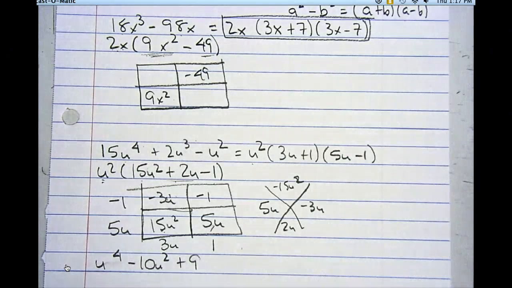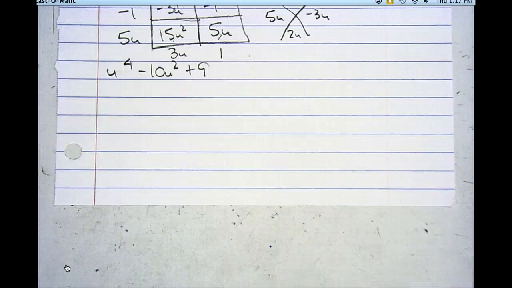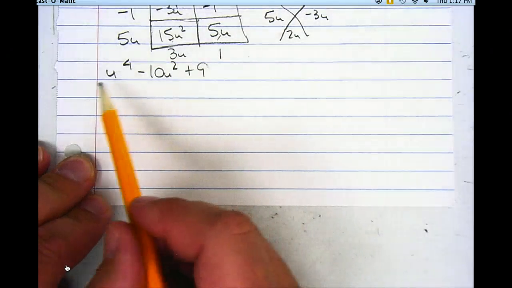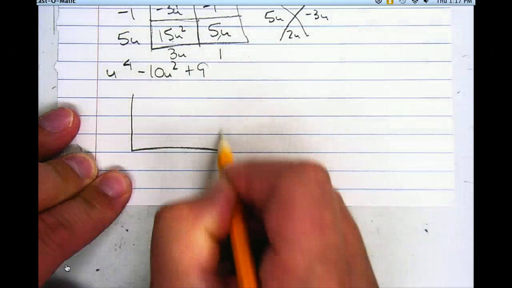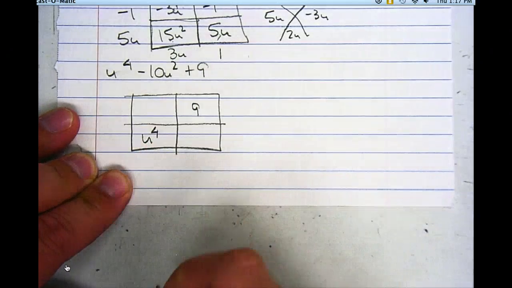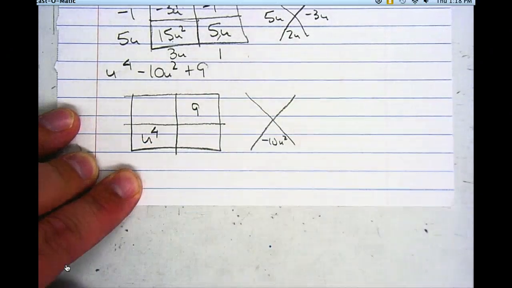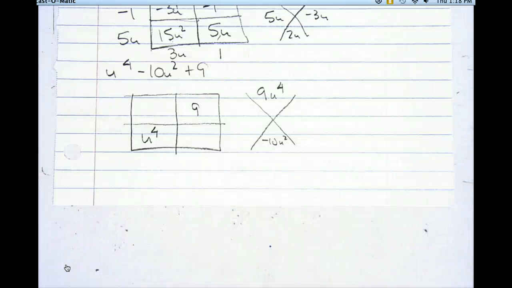So that's 3 of them, and I have 1 more to do. The last one, I have u to the 4th power minus 10u squared plus 9. There's nothing I can factor out of them because this one doesn't have any u's, so I can't factor a u out. This is only 1, so there's no numbers I can factor these out. So what I'm going to do is just draw this as a generic rectangle and diamond problem. So when I make my generic rectangle, I put u to the 4th power there and 9 there. And then my diamond problem, I have to have negative 10u squared as the sum, and 9u to the 4th power has to be my product.